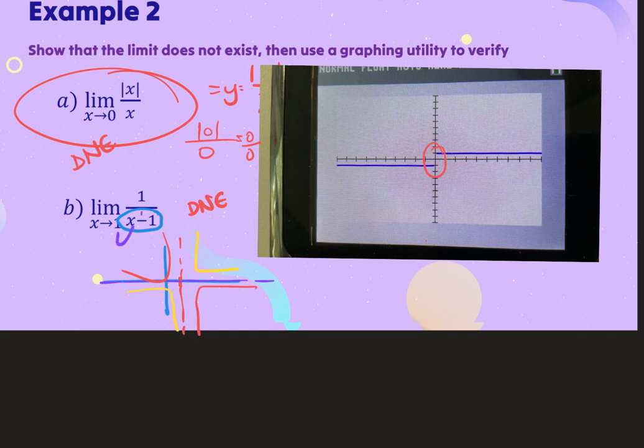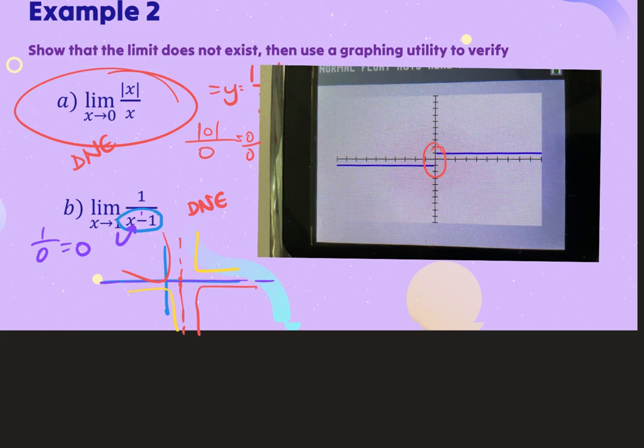If you had taken 1 and plugged it in, I end up with 1 over 0 again. And that's the other way that I can determine it doesn't exist. So there's 2 parts there. Does it exist? Yes or no? And then if it's a no, why? Is when you would need to look at the graph.